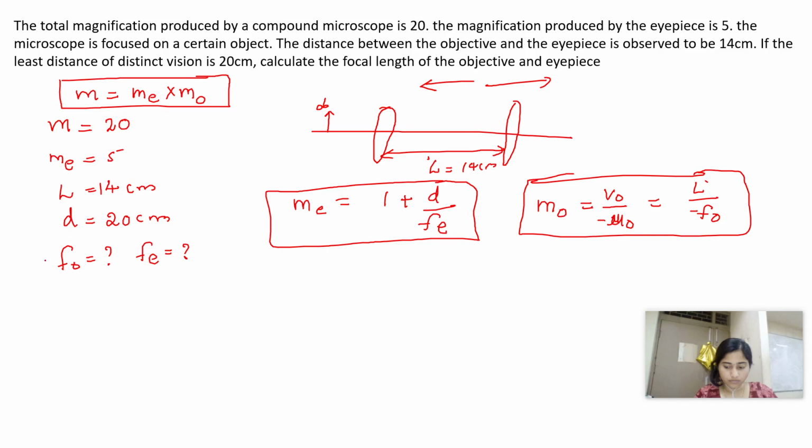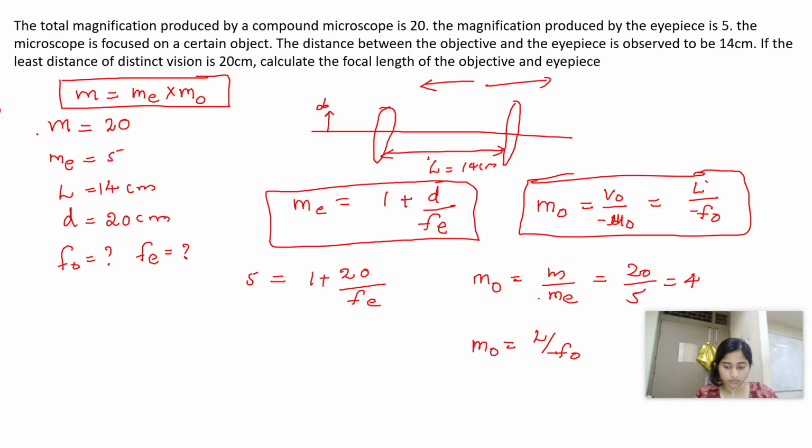In the first case, M is already given, that is plus 5, which is equal to 1 plus distance 20 divided by Fe. From here you can calculate the Fe value. In the second case, MO is not given, but you can find it as M divided by ME. M is given 20, ME is given 5, so the MO value will be 4. Now you substitute MO is equal to L by minus F0, and L is given, so it's a direct substitution.